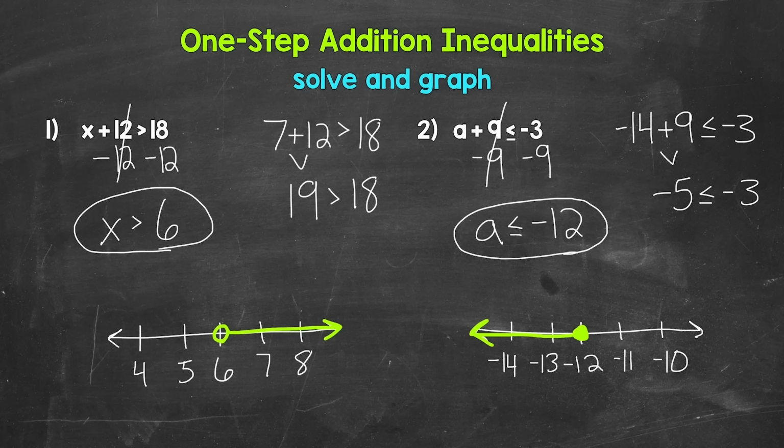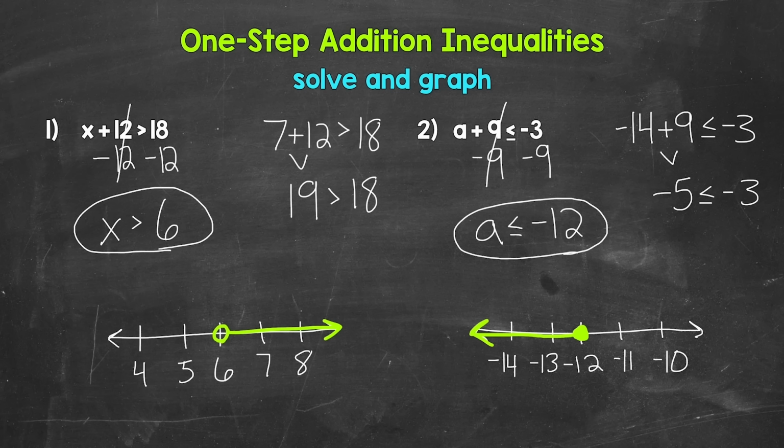Negative 12 plus 9 gives us negative 3, and negative 3 is less than or equal to negative 3. So negative 12 works as well. Our answer, A, is less than or equal to negative 12. So A can be anything less than or equal to negative 12. So there's our addition section.